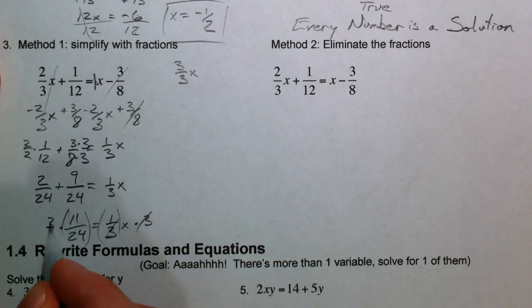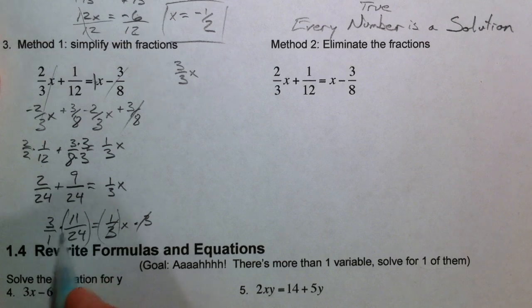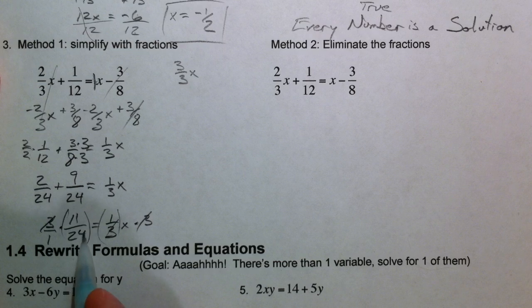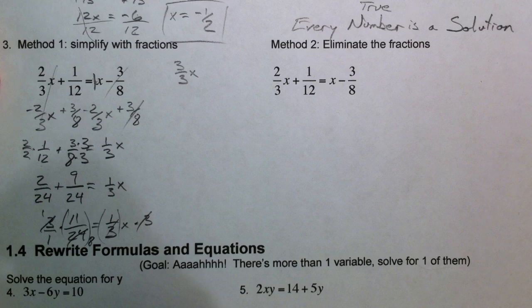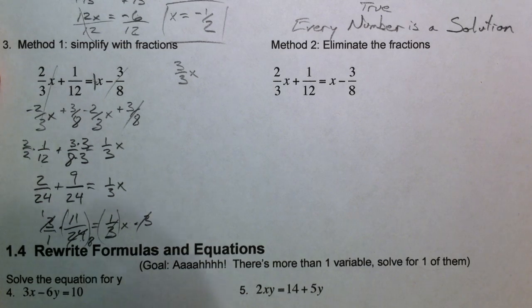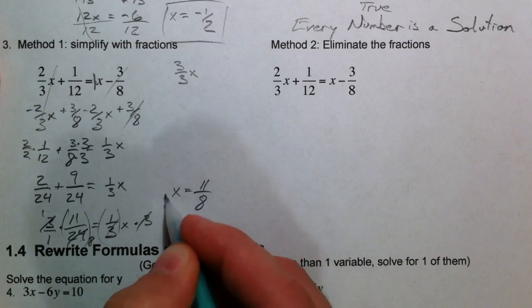And 3, let's cross cancel multiplying fractions. You multiply straight across. So I put 3 over 1. But I can cross cancel the 3 with the 24. And that leaves 8 and the 1. Because 3 goes into 24 8 times. So x equals 11/8.